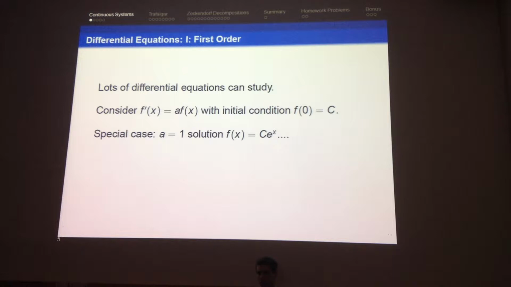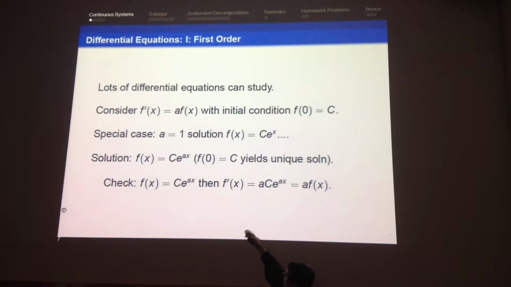Well, the more general case isn't that much harder. The general solution is just c times e to the ax. And we'll see that when we take the derivative, the a just comes down. So if f of x is c times e to the ax, then f prime is a c e to the ax. Is it that way, or is it c times a e to the ax, or does it not matter? It doesn't matter. Why doesn't it matter?